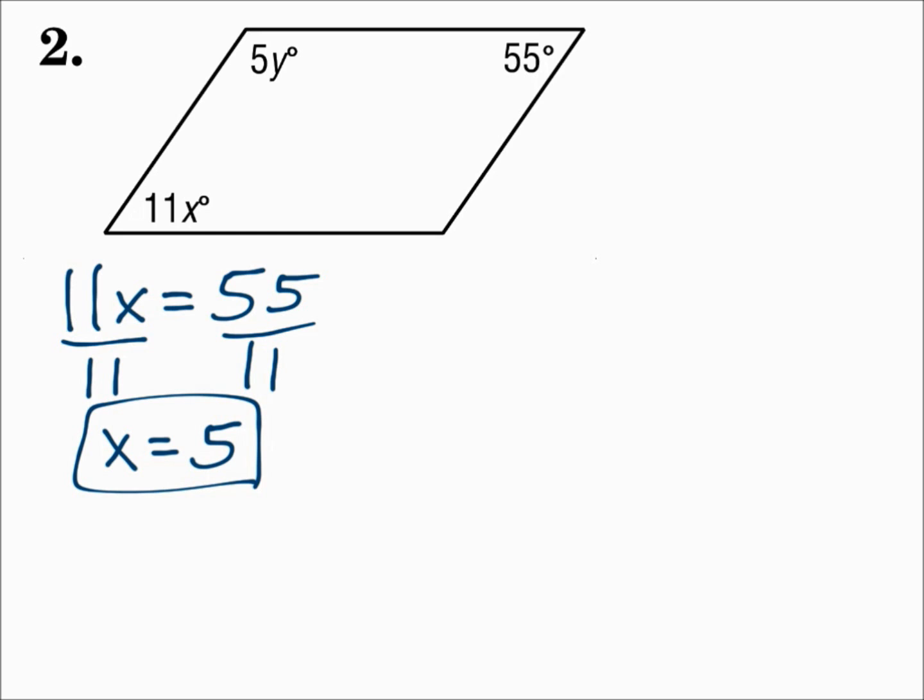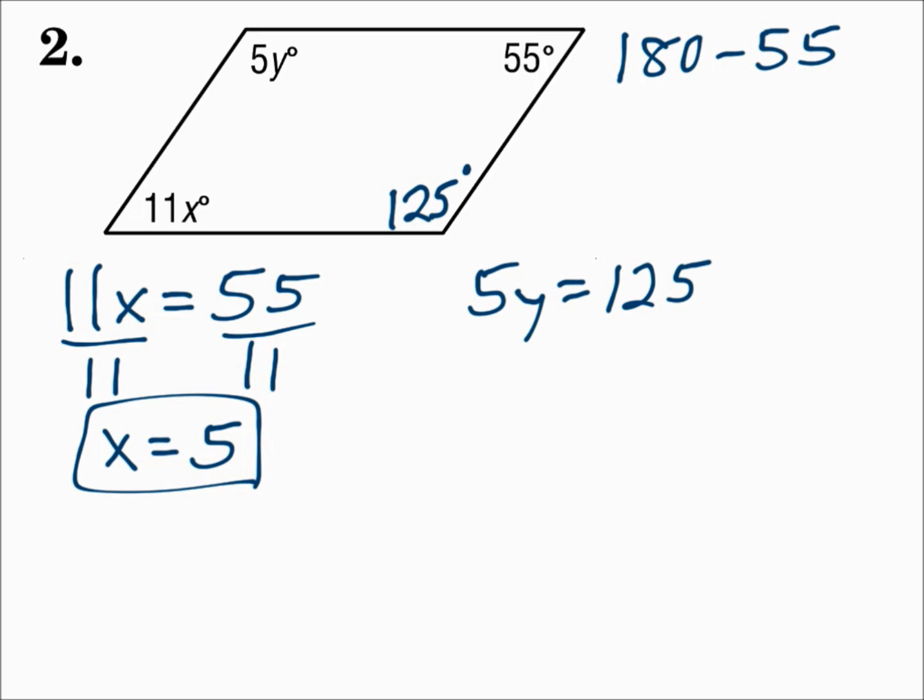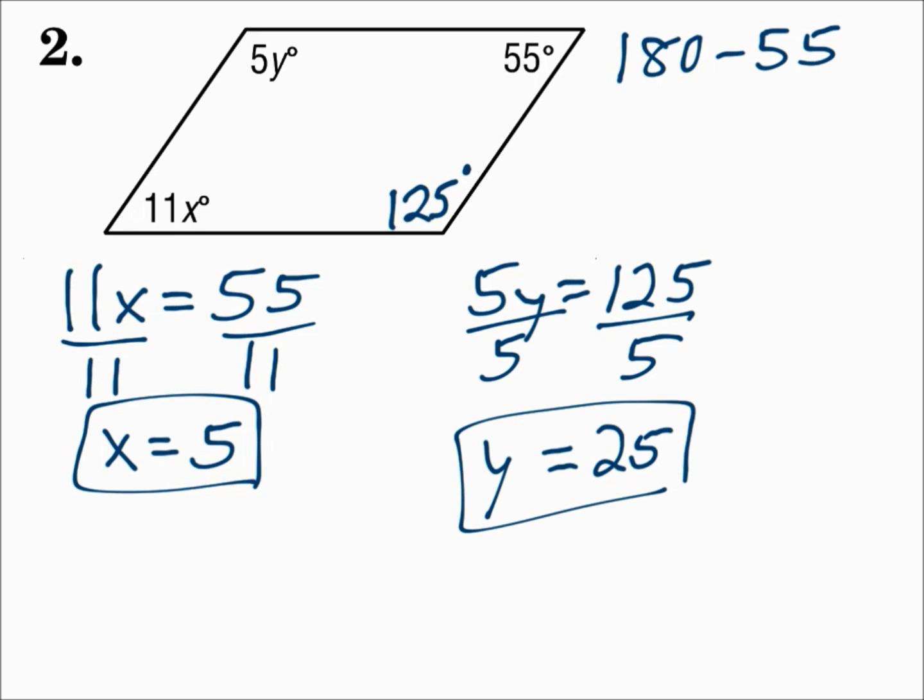Now for the 5y, its opposite angle isn't listed, but we can find it because we know that the missing angle and the 55 degrees have to be supplementary. And 180 minus 55 is 125 degrees. So we need opposite angles congruent. 5y has to equal 125. Divide by 5, and y is 25. If both pairs of opposite angles are congruent, then it's a parallelogram.